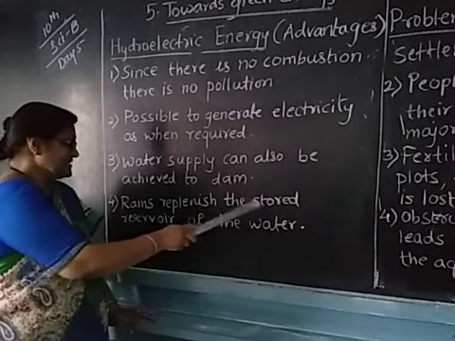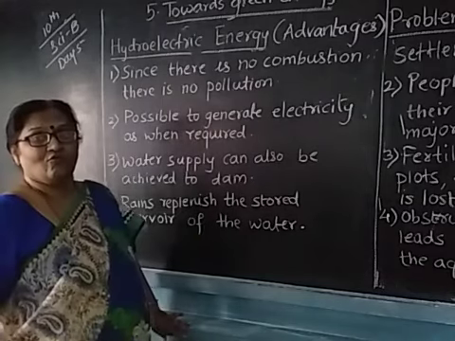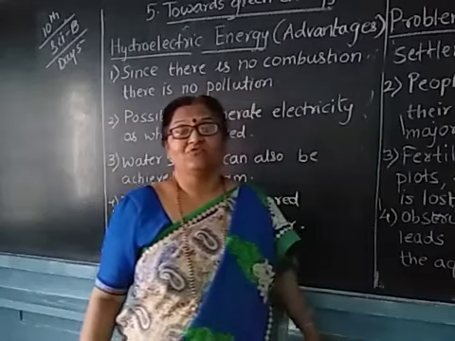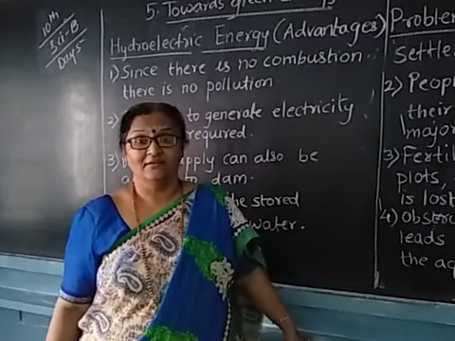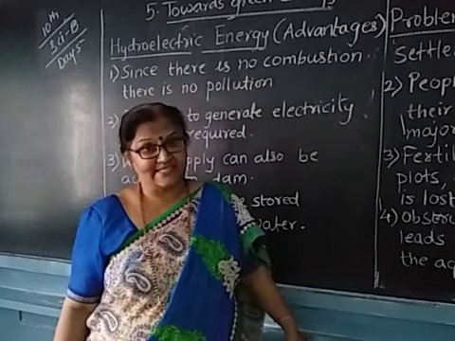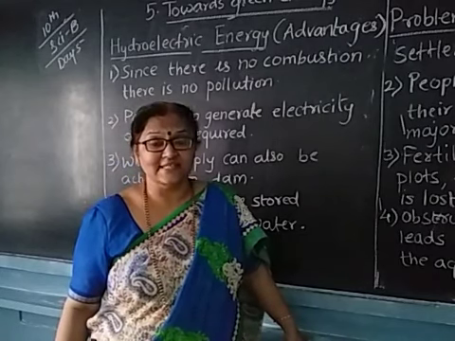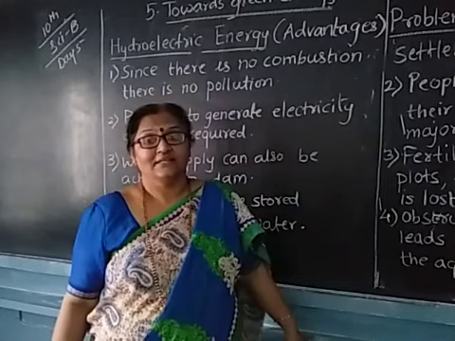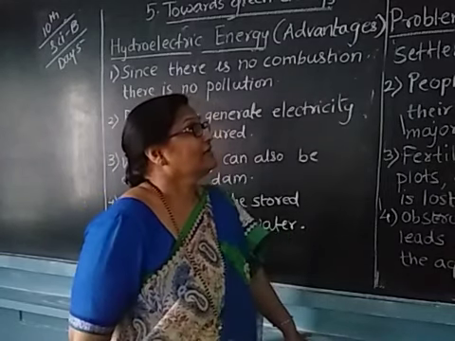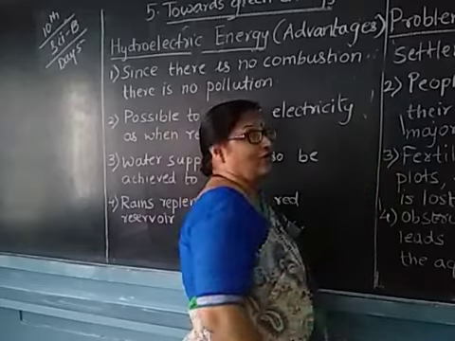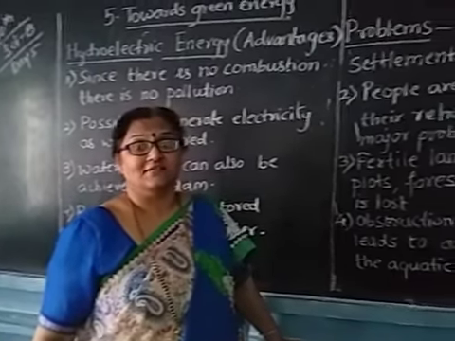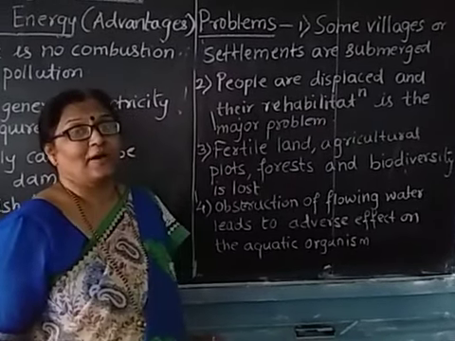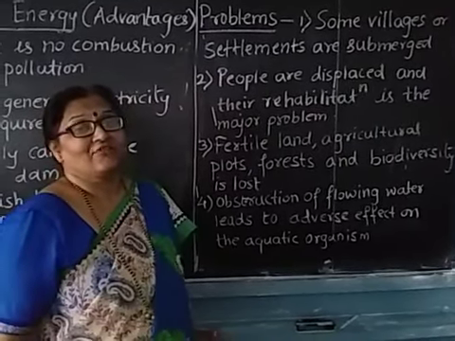Rain replenishes the stored reservoir of water. Whenever there is rain, you can see that the rainwater gets stored in the dam. And if it is excess, then also there is a system of letting down the water. So what will be the capacity that will be stored in the dam? Now whenever we see this, there are also problems of this hydroelectric power plant. What are those that we are going to see?